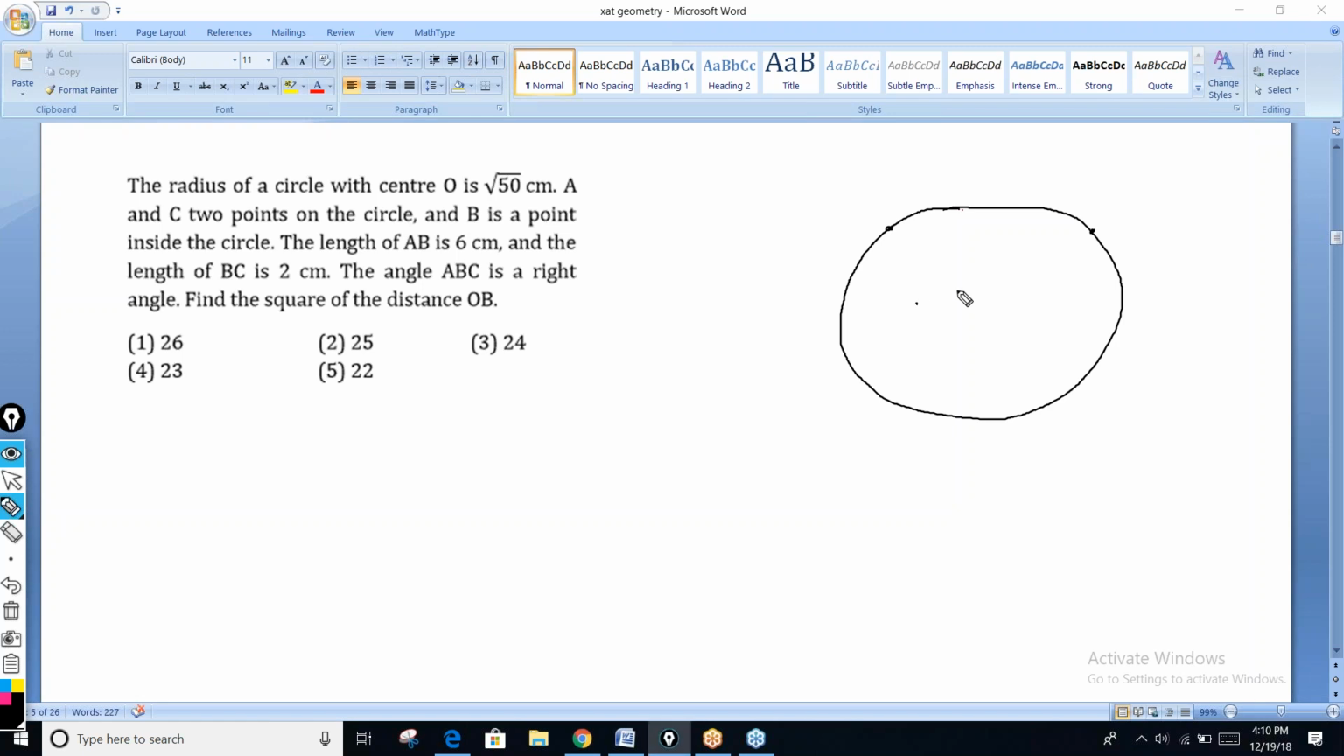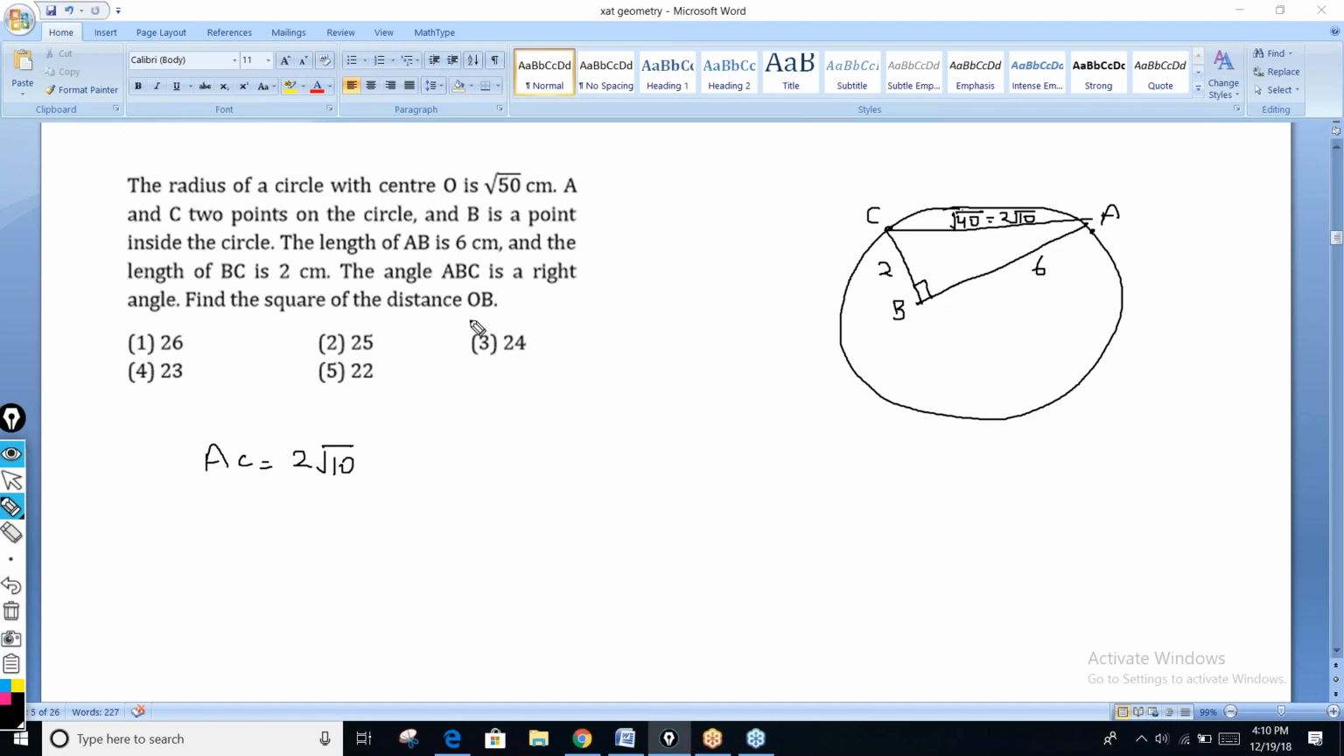So let's say this is AB. A and C are the 2 points. This is 6, this is 2. And the angle ABC is a right angle. So if this is 6, this is 2, I can say this is root 40, 36 plus 4, 2 root 10. The first step, I get the length of AC, which is 2 root 10 by Pythagoras.